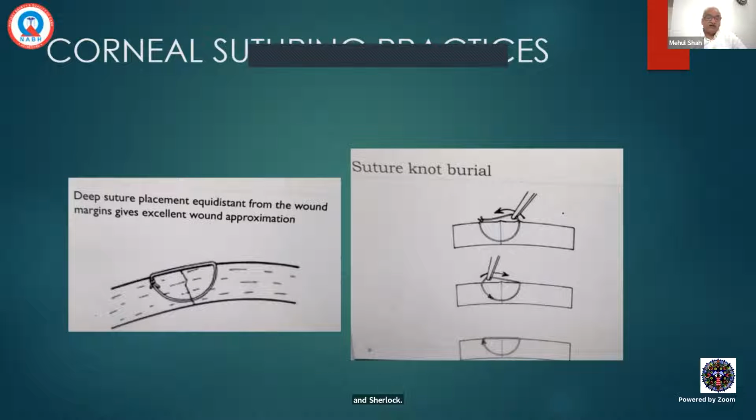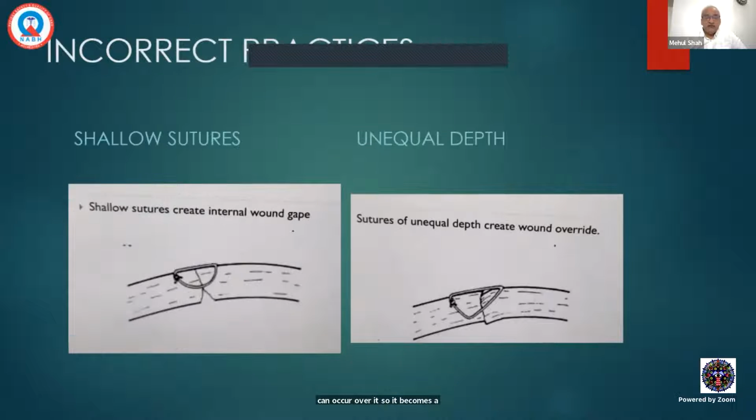We have to see that 90 to 95% depth of the cornea is involved, and the suture knot is to be buried, because nylon is the suture where corneal epithelialization can occur over it. So it becomes less symptomatic for the patient. When the sutures are shallow, it will cause a posterior corneal wound gap.